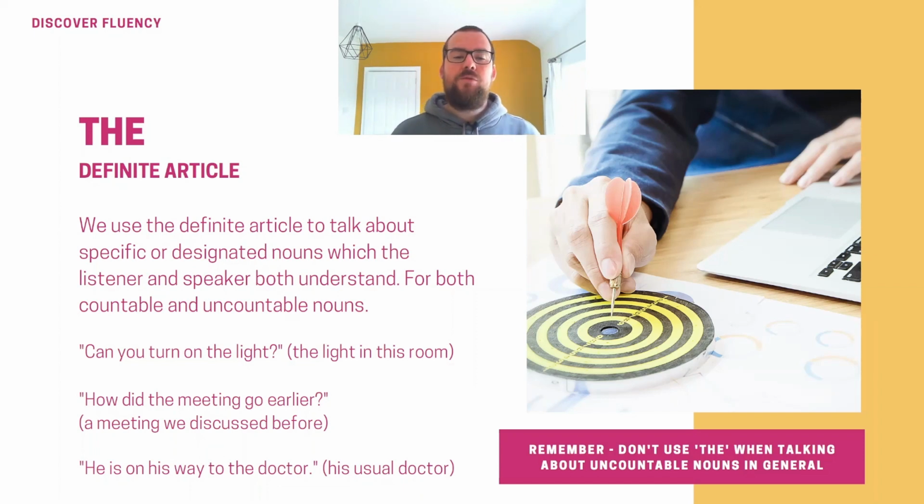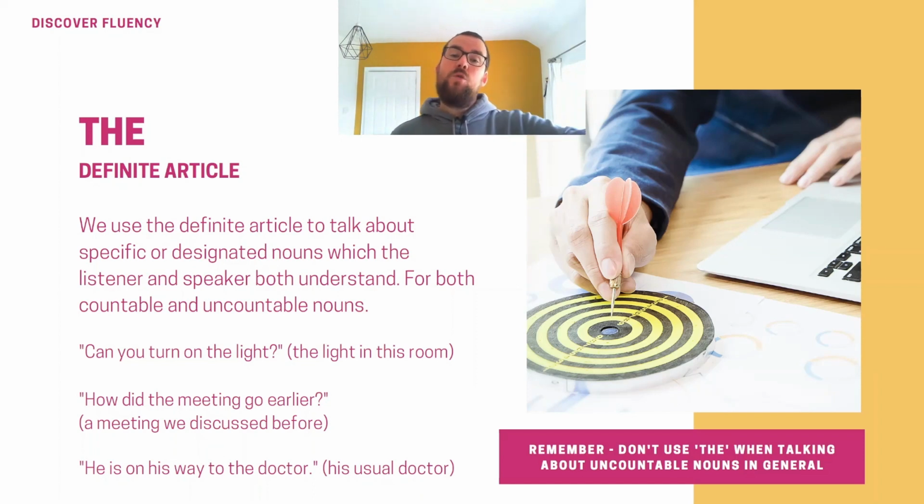Let's have a look at these examples then. Can you turn on the light? In this case, if I'm talking about this room, if I say the light, there's one light here, so you know I mean the light in this room. And that means that the context, the physical space, gives us the idea that we know which light we are describing. How did the meeting go earlier?